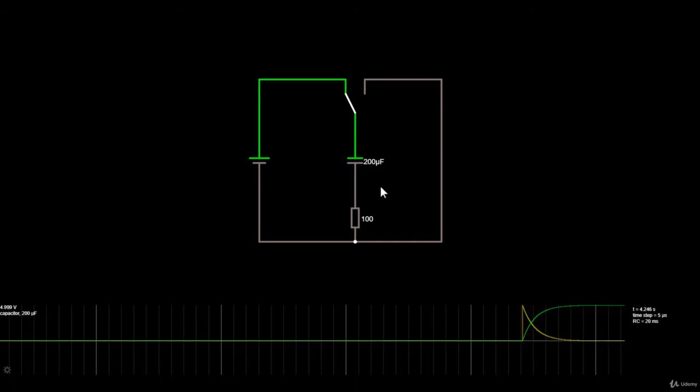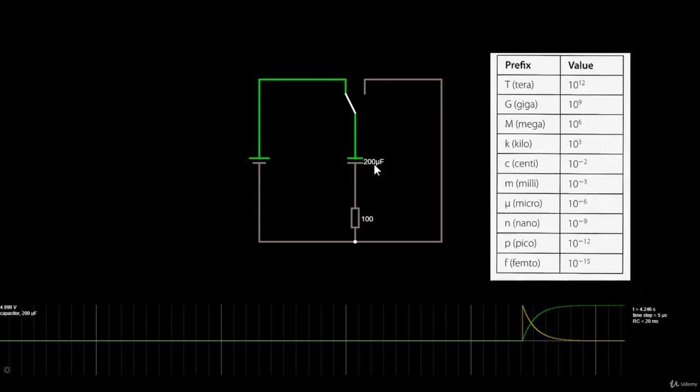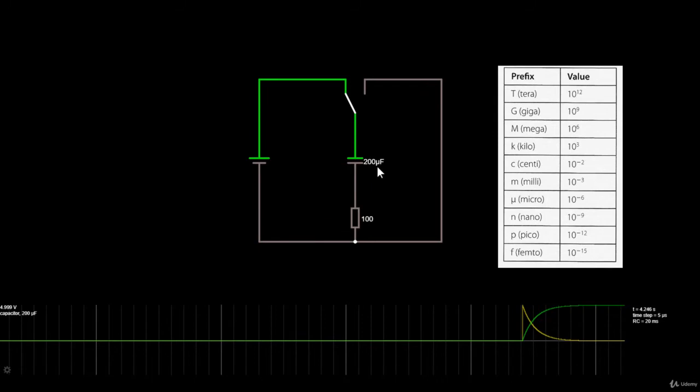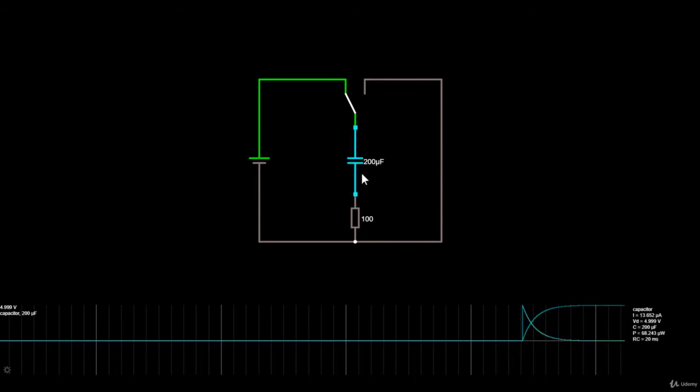Calculating the RC time constant is very straightforward. Just multiply the capacitance, which is in farads, by the resistance, which is in ohms. Remember to take care of your powers of 10, because for example a microfarad is 10 to the power of minus 6 farads, while a picofarad is 10 to the power of minus 9. If we multiply 200 microfarads with 100 ohms, we will get 0.02 seconds.